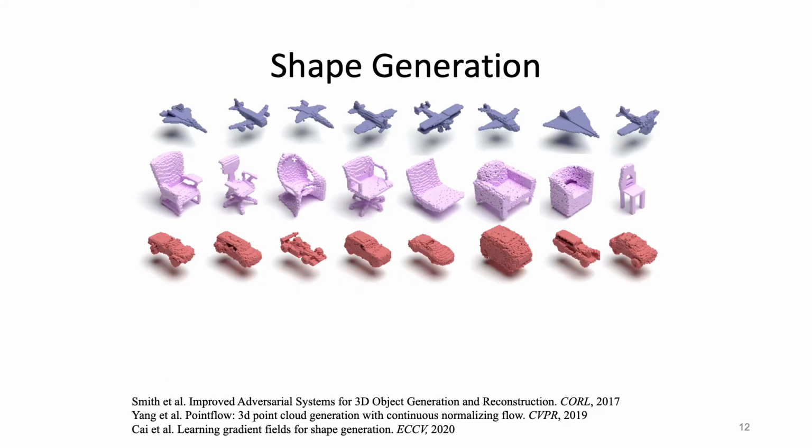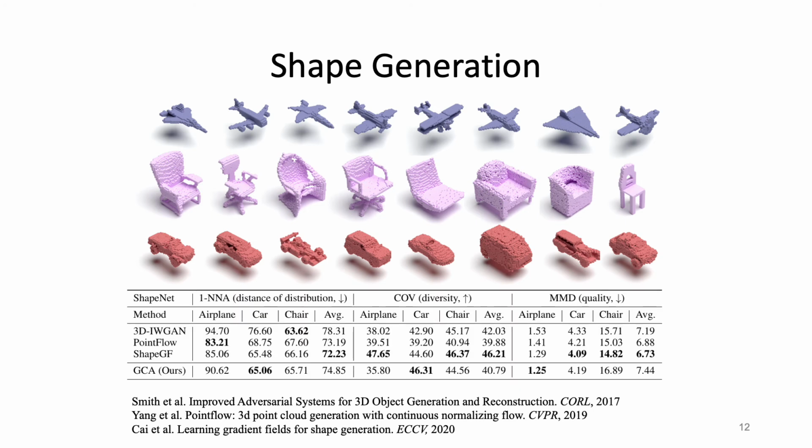We also tested our model on generating shapes of ShapeNet objects. GCA is able to generate diverse and high-fidelity shapes. Also, the distributional similarity 1-NNA, diversity, coverage, and quality MMD show that our method is competitive with the state-of-the-art methods.